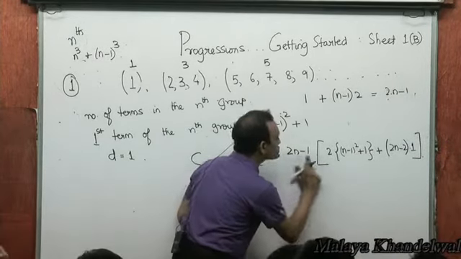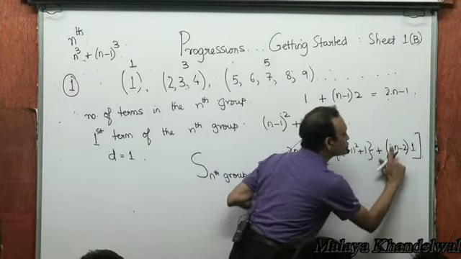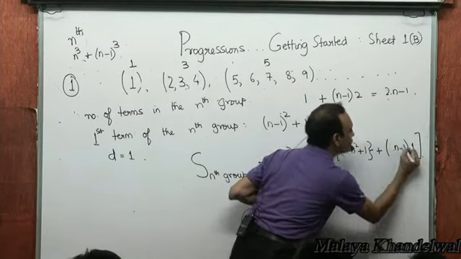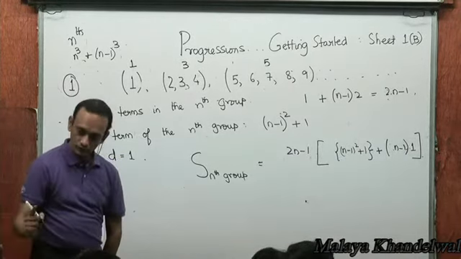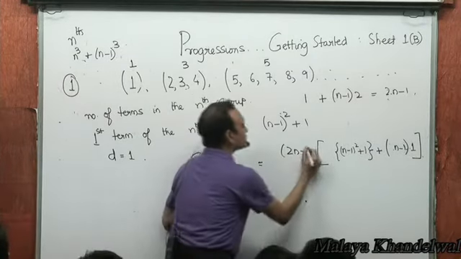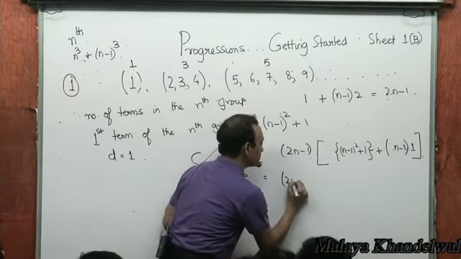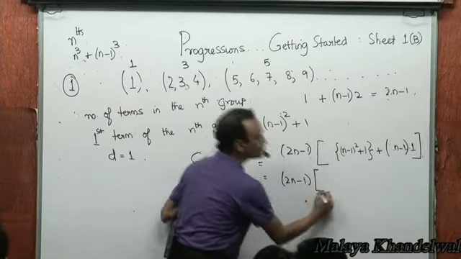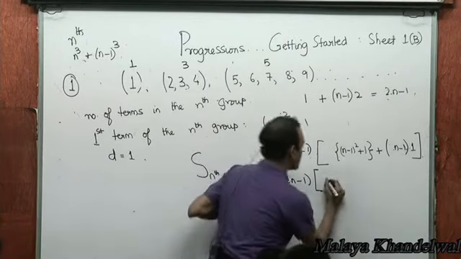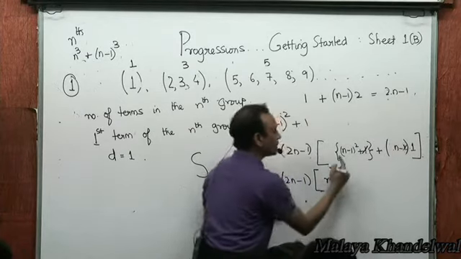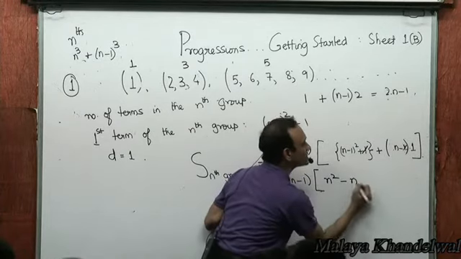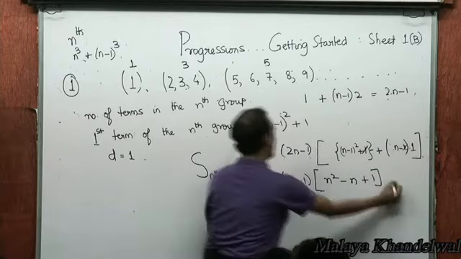Nothing difficult about it. This 2 will get cancelled with this 2, making this n minus 1 in the first place. Right? This then is like (2n minus 1) into, there is an n squared. This 1 will get cancelled with this 1. Minus 2n plus n is minus n plus 1. Yes or no?